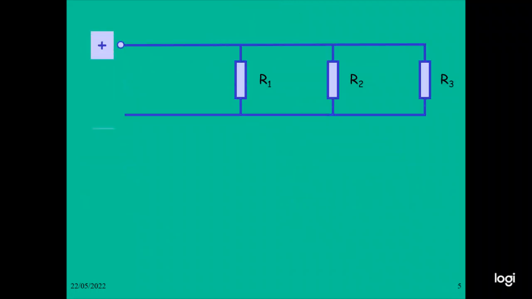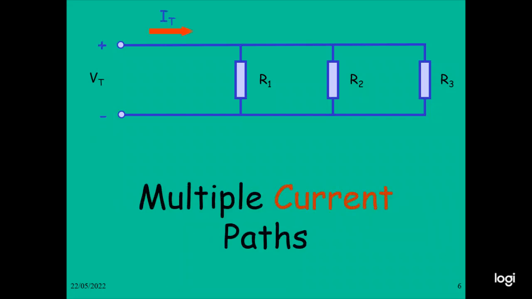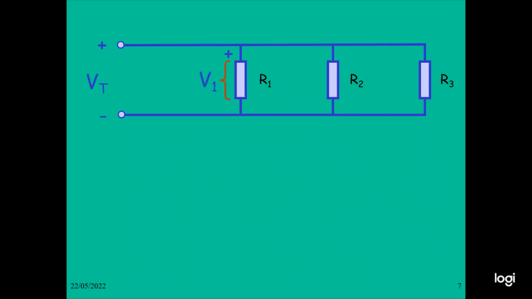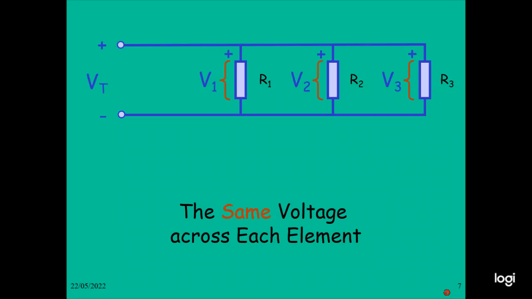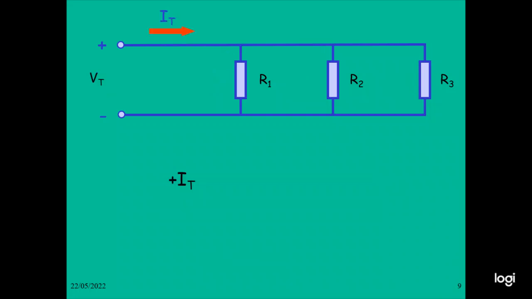So this is the parallel circuit connection. With supply voltage VD, R1, R2, R3 are connected in parallel. These elements are in the parallel circuit. There are multiple current paths. In this case, you can see the current ID here, and the path for R1, R2, R3, where multiple currents are flowing. The voltages are V1, V2, and V3. The same voltage is across each element. Therefore, we can write the equation V equals V1 equals V2 equals V3. So the current ID is flowing.